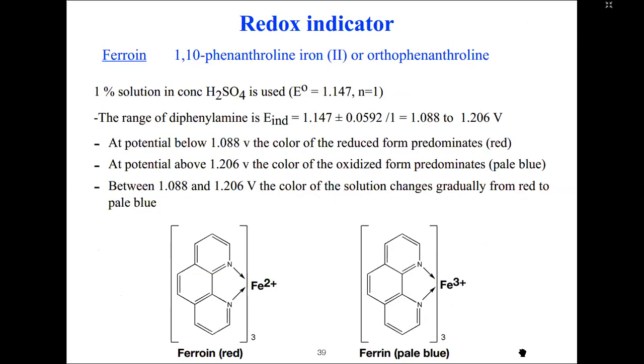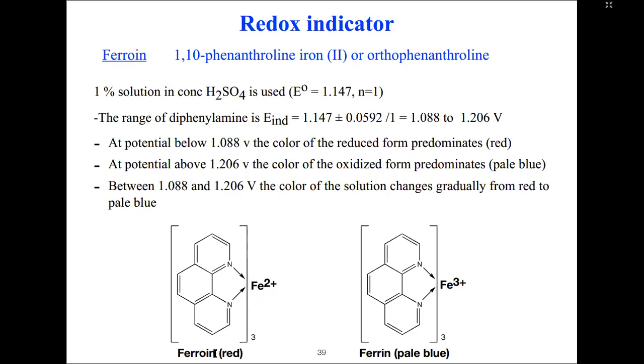Ferroin. Ferroin is the common name, and here is the other name, 1,10 phenanthroline iron, or orthophenanthroline. And its E naught value is 1.147, N is 1. This is the working range. The reduced form has red color, the oxidized form has pale blue color. It changes from red to pale blue. This is the reduced form. This is the structure of the oxidized form.